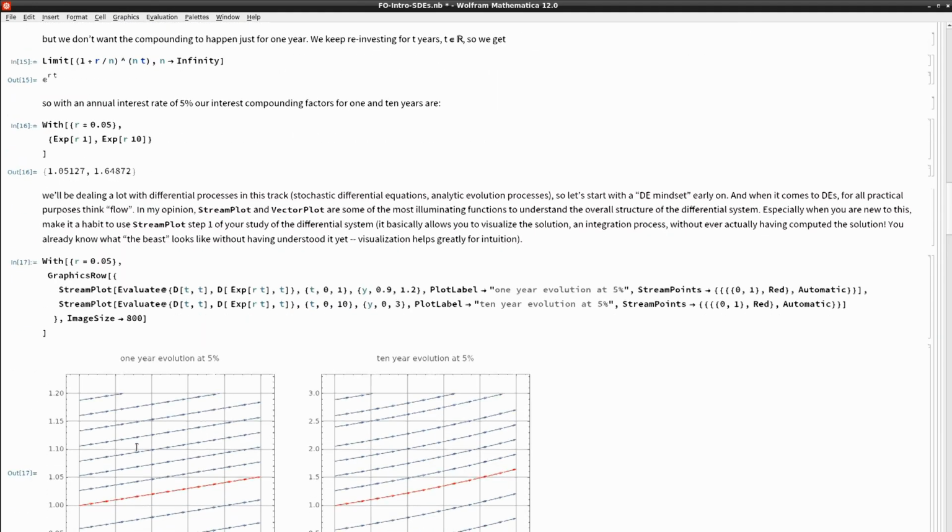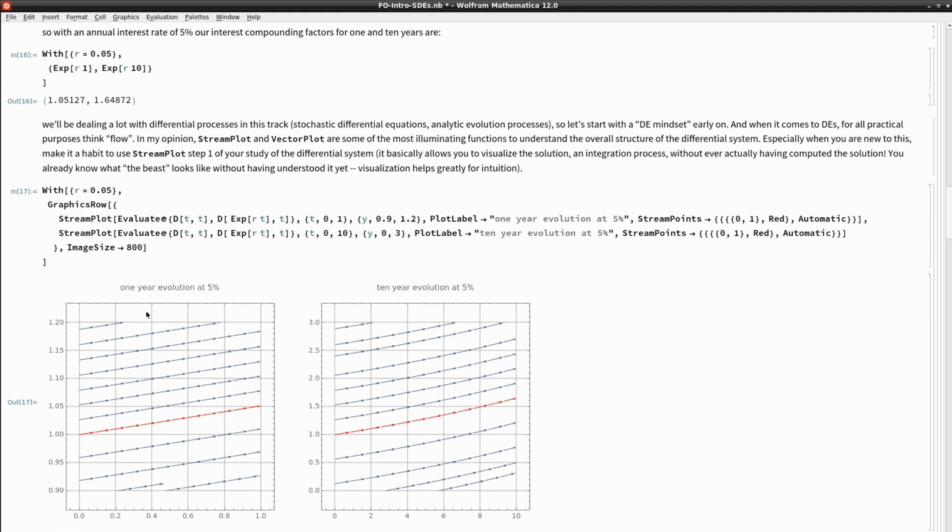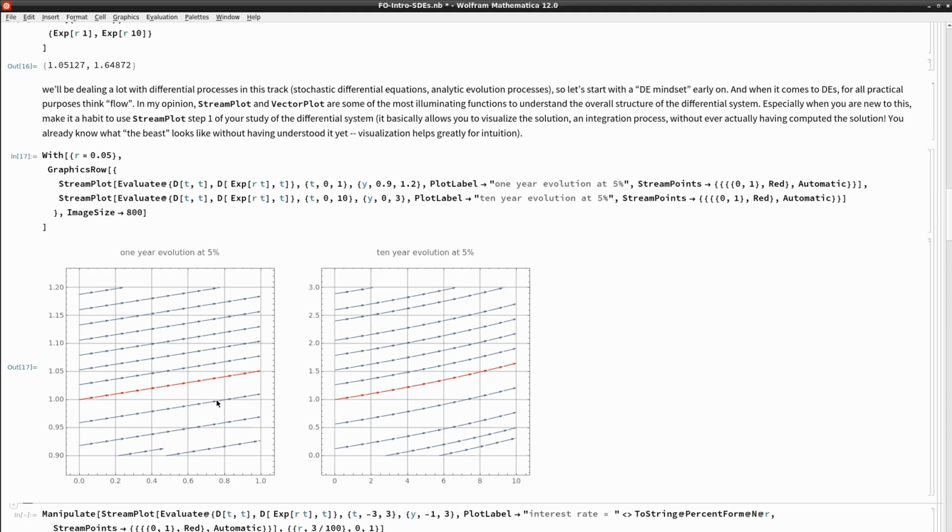So let's use a stream plot here. Let's have a look at a 1-year evolution at 5% and a 10-year evolution at 5%. And you see that we're beginning to get some curvature here when we have this for longer maturities, right? We start at a factor 1, that's the principal. We multiply with this factor. And when we use 5% at 1 year, you see that the red arrow ends here at 1.05, right? That's just a 5% interest computation for 1 year.